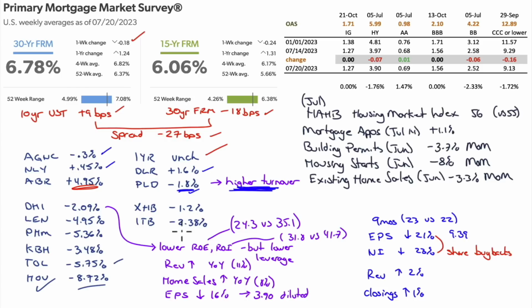XHB down 1.2, ITB down 2.38. Given that you had a nice pullback in mortgage rates over the week, and the National Association of Home Builders Housing Market Index expanded, went from 55 to 56. Mortgage applications were up. Existing home sales were down 3.3% because home sales inventory is being kept off the market. This probably was not pleasant. Building permits down 3.7% month over month. Housing starts down 8% month over month. But I think there's more going on with the earnings.